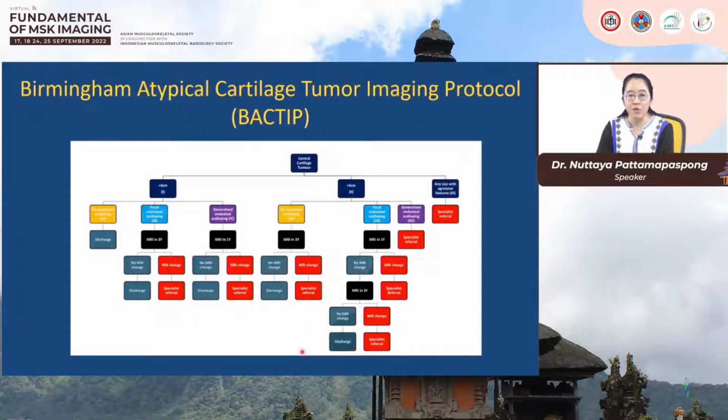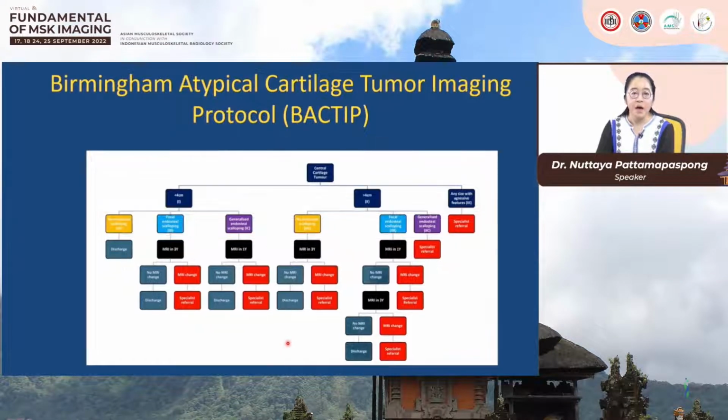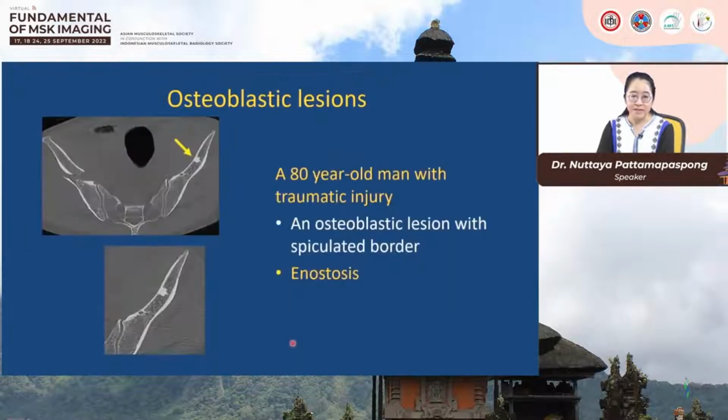And this is how Birmingham guideline looks like, and this is how we integrated the size criteria, the extension of endosteal scalloping, the change during MRI follow-up, and this categorizes patient into the patient that require monitoring in 1 year or in 3 years, and categorizes some patient to immediately refer to cancer center.